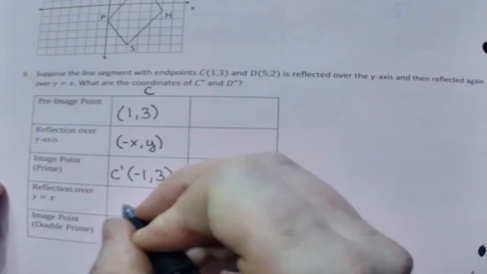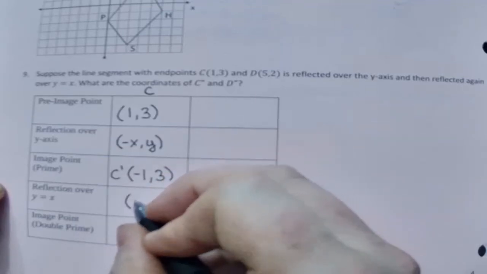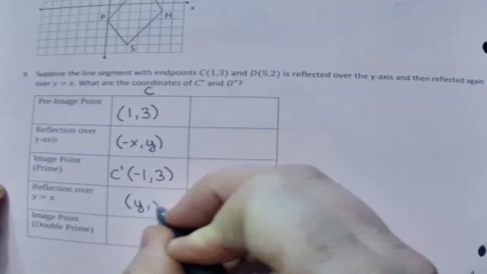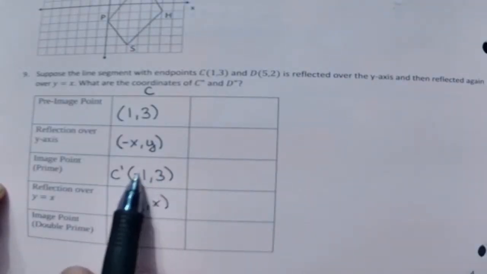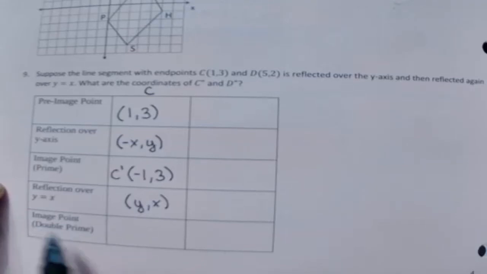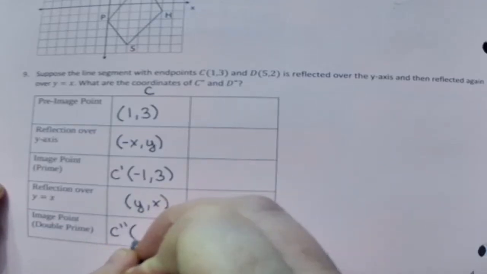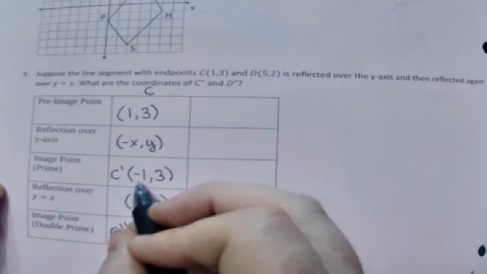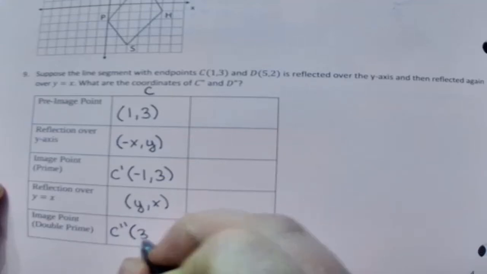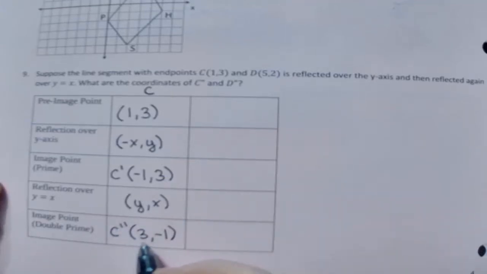So now, reflect over y equals x. We did this one on the page before. Whenever you do this, the rule for this is that you just flip them. So whatever used to be the y value now becomes the x value. So when I go to do C double prime like we have here, since it used to be -1, 3, now it would be 3, -1. So C double prime would now be 3, -1.